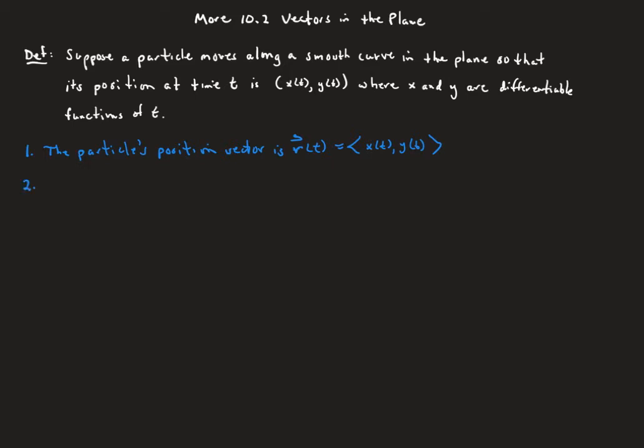Secondly, we have the particle's velocity vector, which is given by, as we saw in the example right at the end of the first video, a vector v of t, and it's going to be given as dx dt, comma, dy dt.